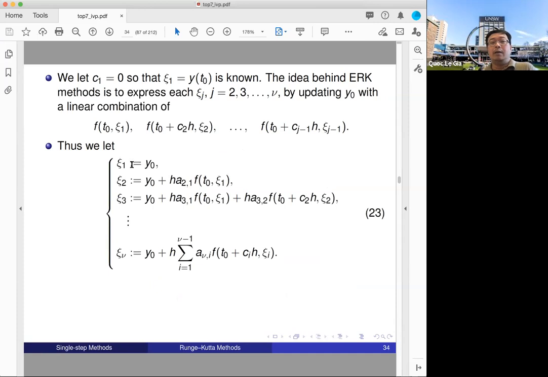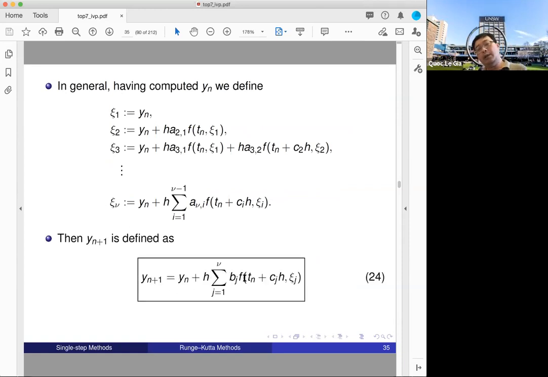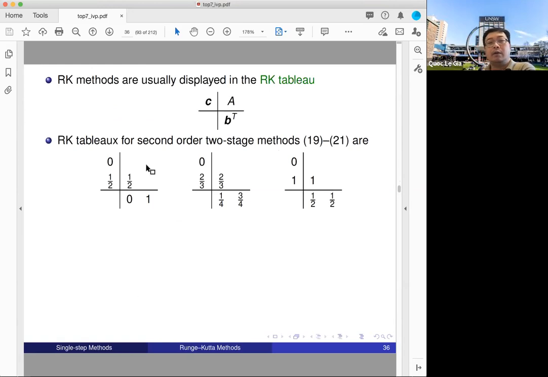So the general formula is, at first you have to set up xi1, xi2, up to xi nu. Nu is the number of stages. And then y(n+1) is defined to be the linear combination of f at those xi1 up to xi nu. Those coefficients can be found by solving the system of nonlinear equations like we did for order 2, right? But now I just write down everything in terms of the table. So the table gives you the solution for second order. This one is C1, C2, and this one A21, and this one you got B1, B2.